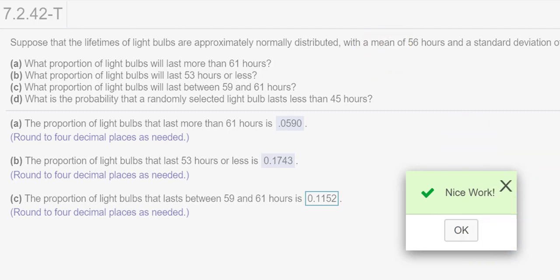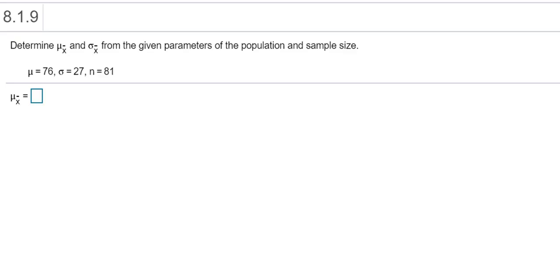Okay, let's take a look at problem number 10. It looks like we're given a mean and a standard deviation, and a sample size. The first thing they ask us to find is the mean of X bar, the mean of the means. They're actually going to be the same, so mu and mu X bar would be the same answer.